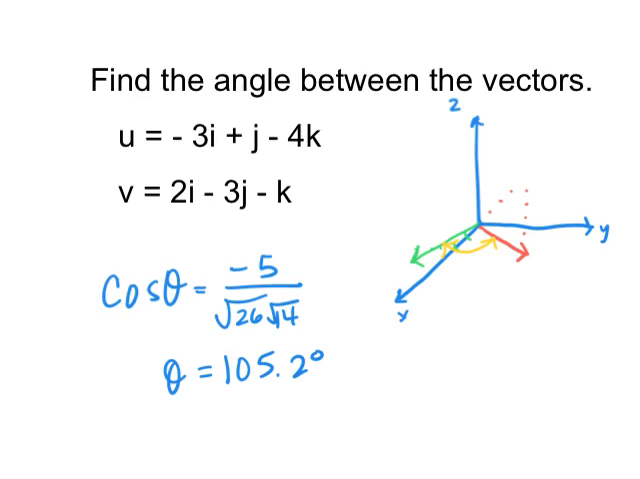All right, now you can see the answer is 105.2 degrees. Note, when you get the cosine of the angle to be negative, you're going to have a second quadrant or obtuse angle. Take a look at the drawing. This hopefully can help you visualize how far apart they are.